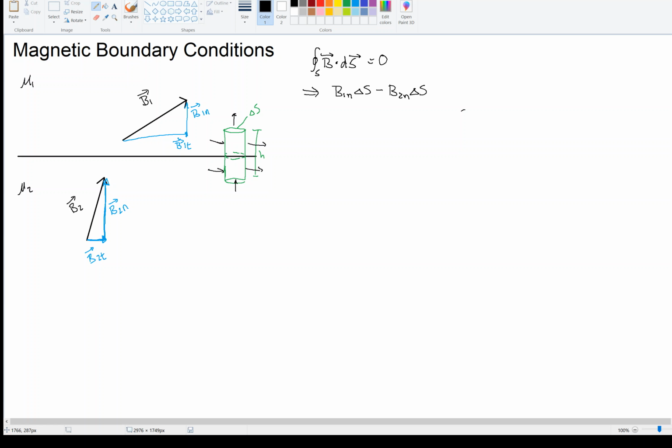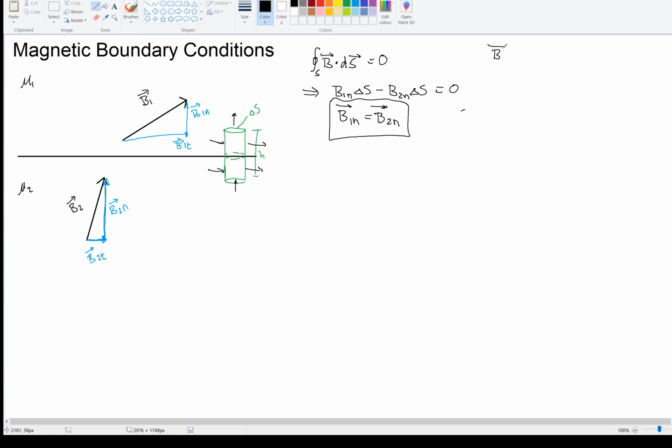So this is all I need here for Gauss's law, and this is equal to 0. After I cancel out delta S, I find that B1N equals B2N. This is to say that the normal component of B remains unchanged at the boundary. It remains unchanged, and so we would say that the normal component of B is continuous at the boundary, since it does not change.